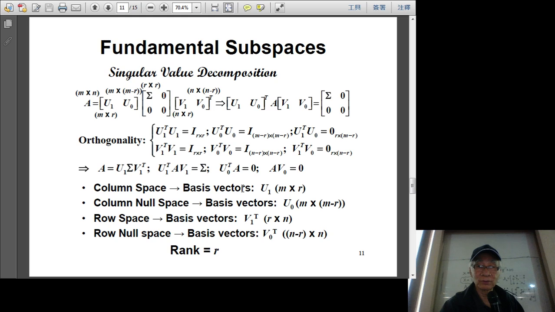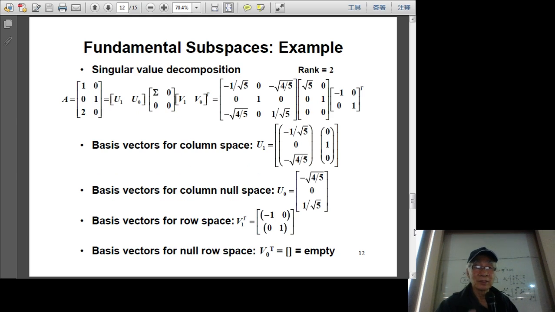I think it's easier just to give an example, right? Let's look at an example, the same example I'm using, and then you will understand what's going on. The singular value decomposition of A, which is the matrix 1, 0, 0, 1, 2, 0, gives me U, sigma, and V. If you look at this U, I have 3 columns and 3 rows. The first two columns are my U1, and my last column is my U0. I explained to you why.